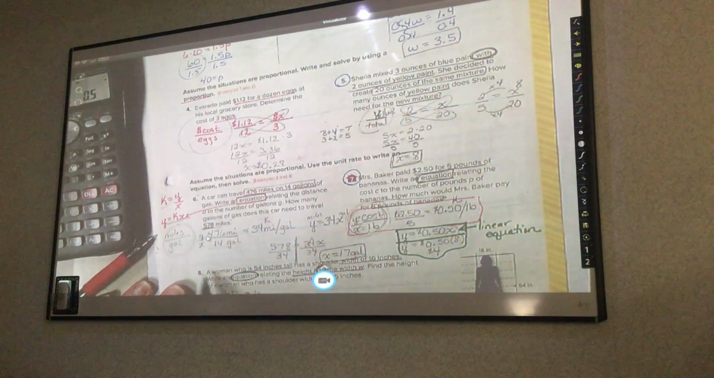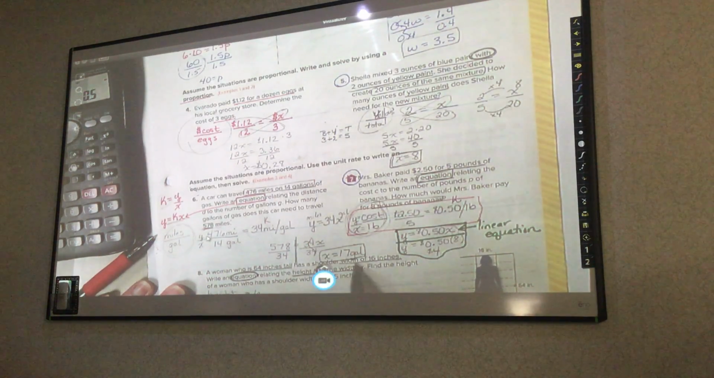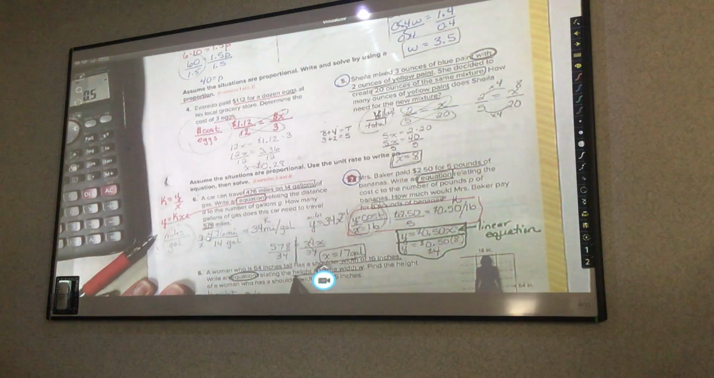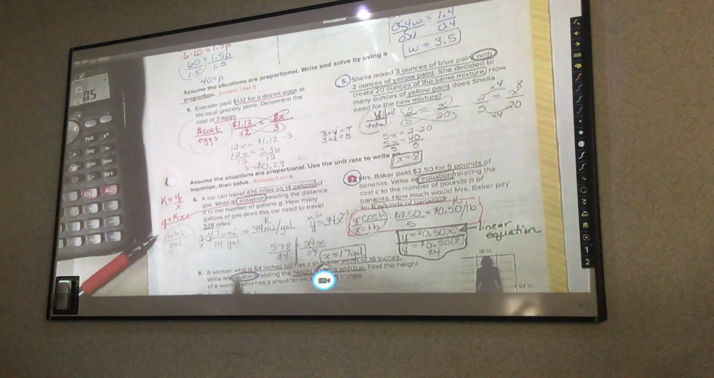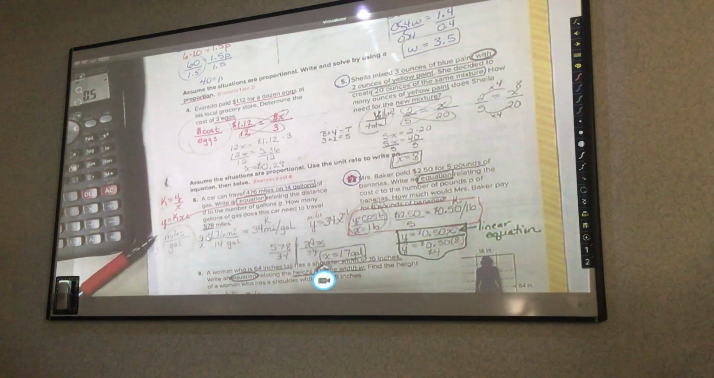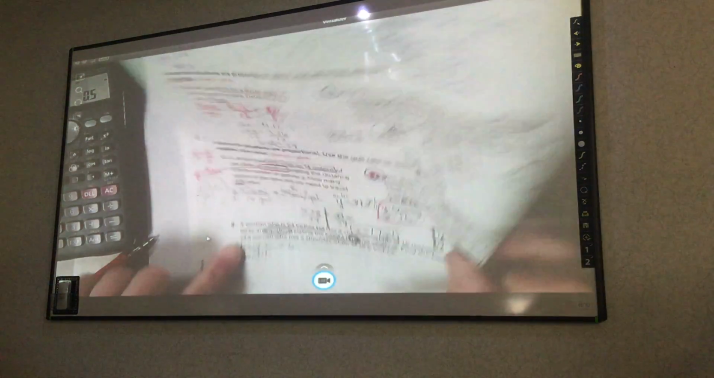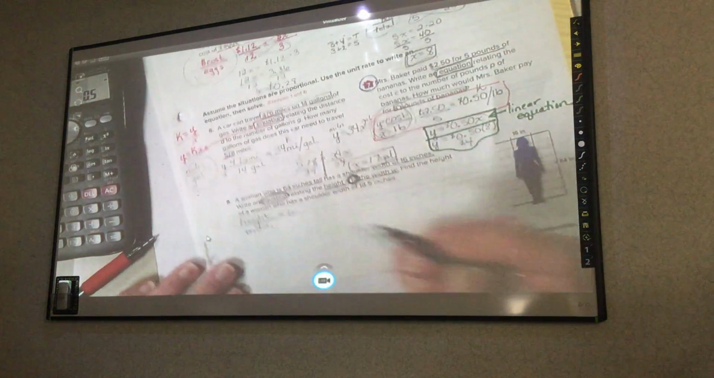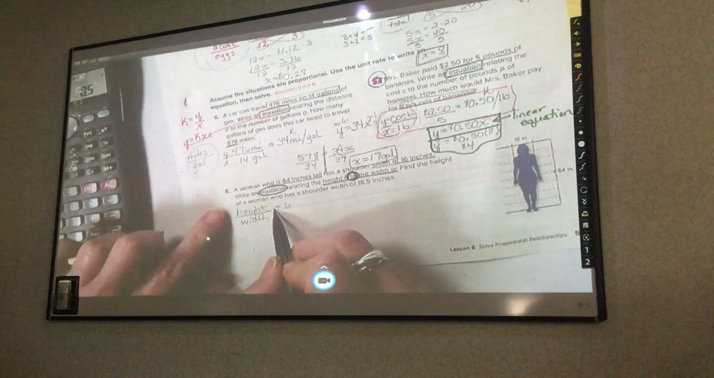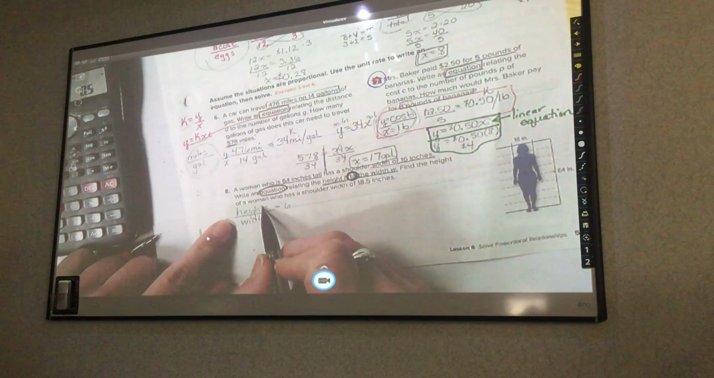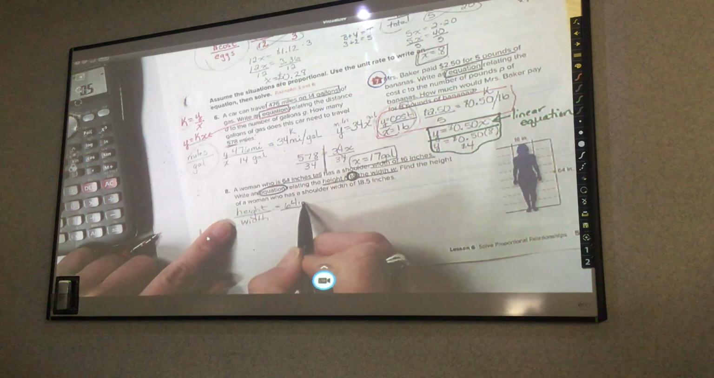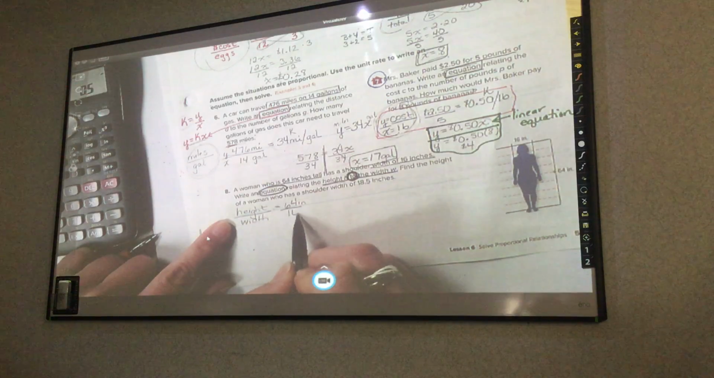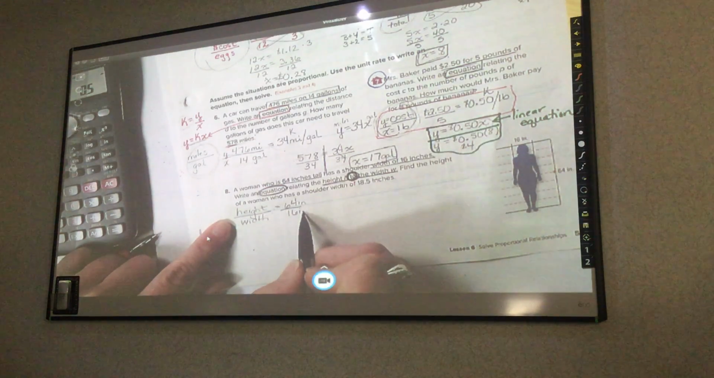So 8, a woman who is 64 inches tall has a shoulder width of 16 inches. Write an equation, circle that word, relating the height to the width. Height to width. So I know I'm going to do height to width. Okay? Equals, now this is where we're at. What's the height of the woman? 64. And the width of her shoulders are? 16. So it's 64 inches to 16 inches.